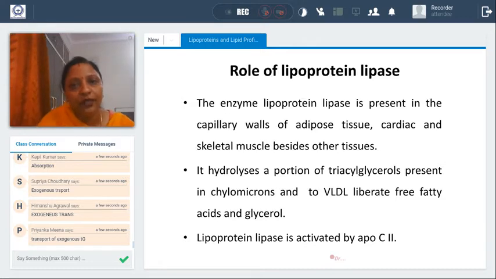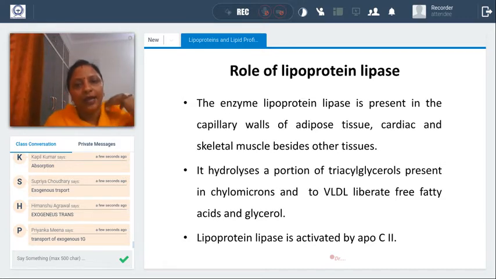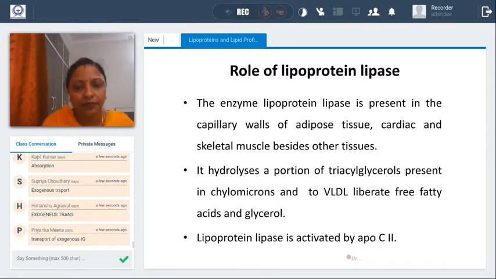What is the role of lipoprotein lipase? You all know the enzyme lipoprotein lipase is present in the capillary wall of adipose tissue, cardiac and skeletal muscle, besides other tissues. It hydrolyzes a portion of the triacylglycerols, or neutral fat, present in chylomicrons and VLDL to liberate free fatty acids and glycerol. Lipoprotein lipase is activated by ApoC2. It is an important point that it is activated by ApoC2.